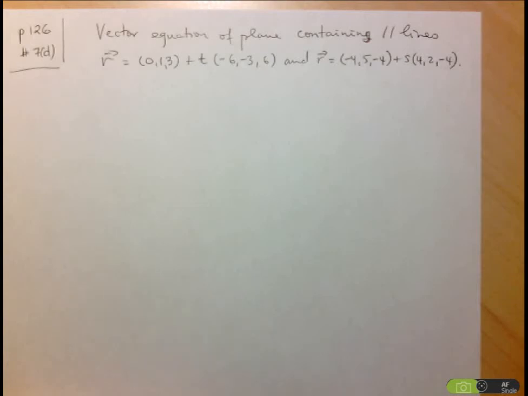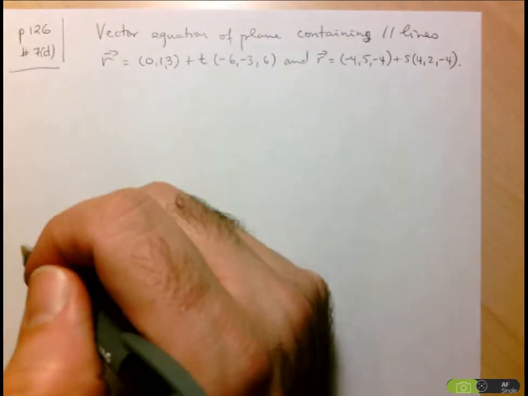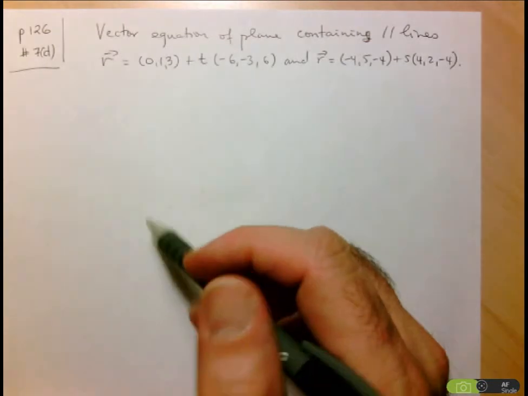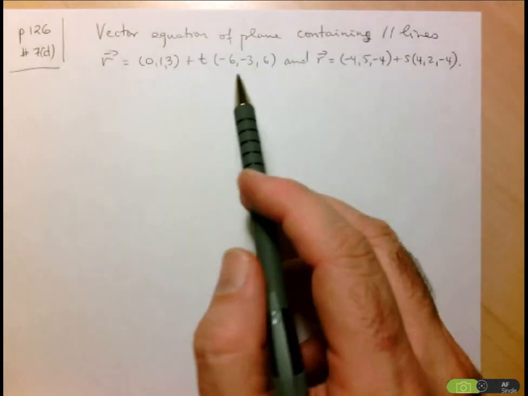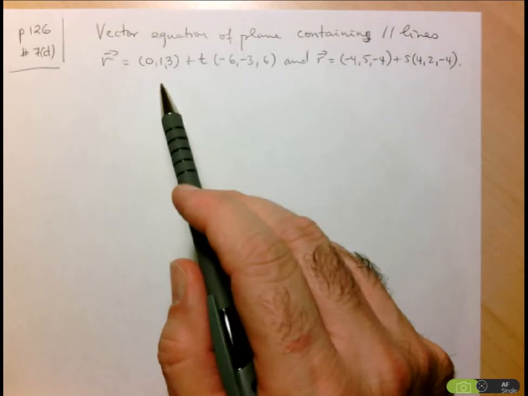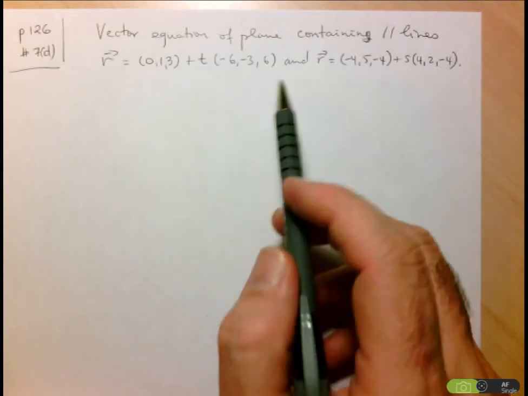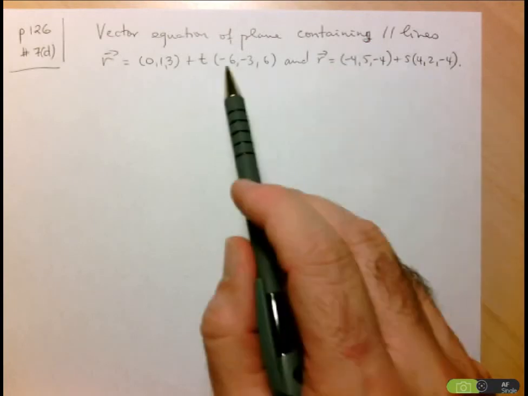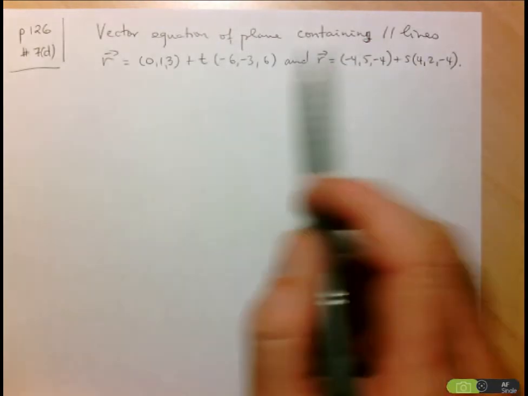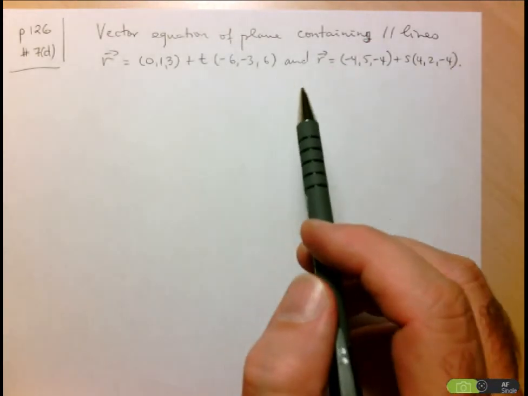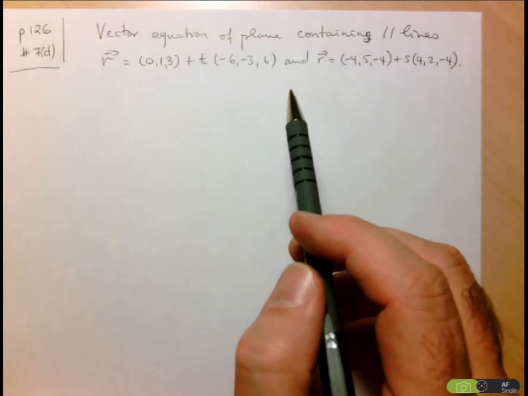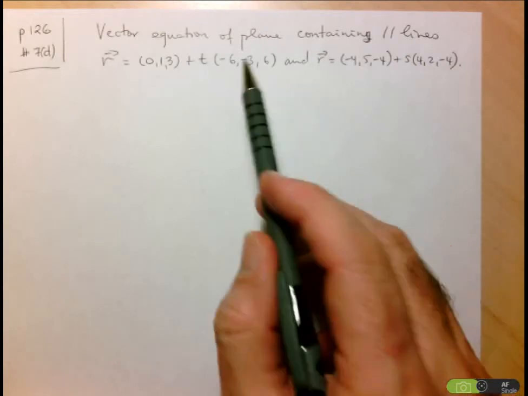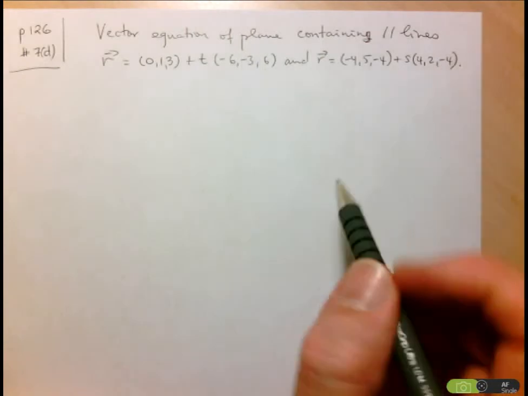Hi folks, we're going to take a look at number 7D from page 126. They ask us to find the vector equation of the plane that contains these parallel lines given here. You can tell pretty easily that these are parallel lines because if you look at the ratios of the components, 4 over -6, 2 over -3, -4 over 6, they all give you -2/3. So these are parallel vectors, hence parallel lines.